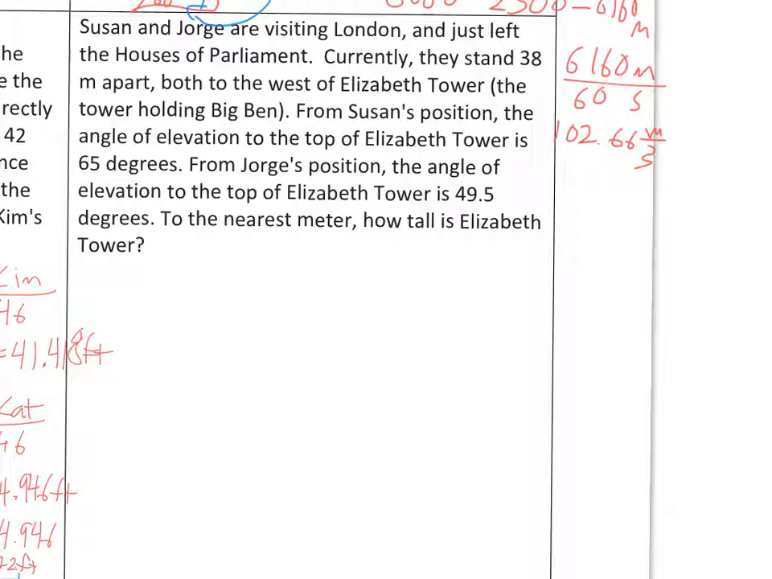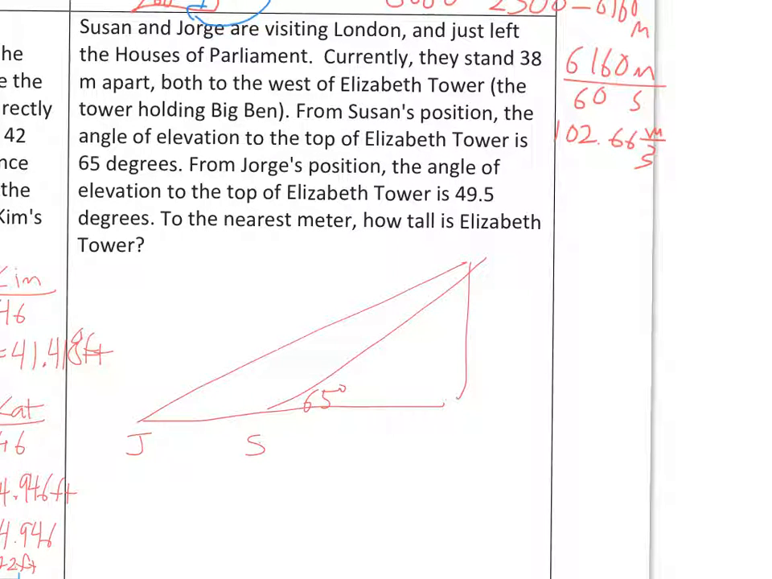They stand 38 meters apart. From Susan's position, the angle is 65 degrees, and from Jorge, it's 49.5 degrees. To me, that sounds like Susan is closer than Jorge because she has to look up more steeply. So we're looking at something like this. Susan is 65 degrees and Jorge is 49.5 degrees. The only thing that we know is that between them, they're 38 meters. We get some really fun things going on here. And when I say fun, I mean super fun, because we're trying to find this thing.